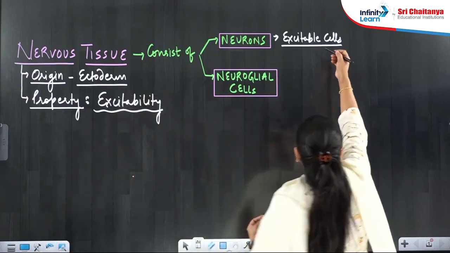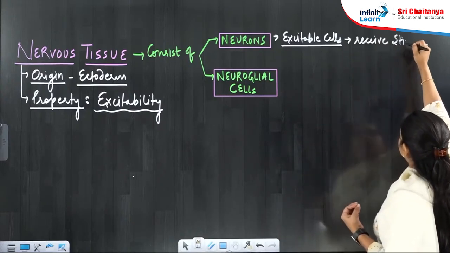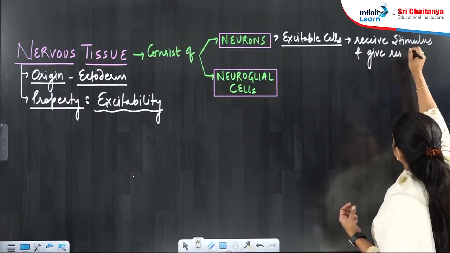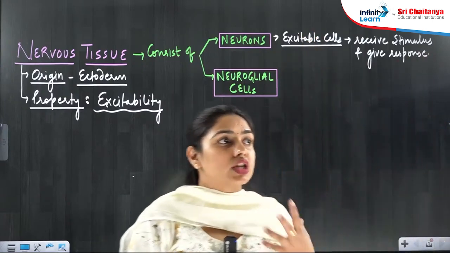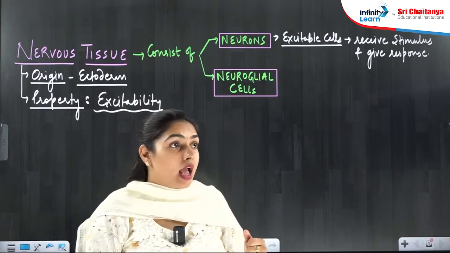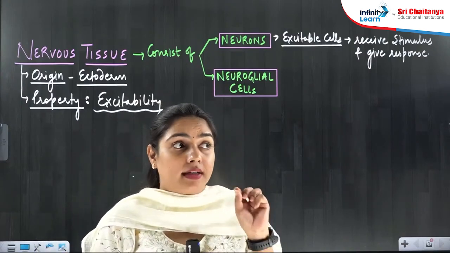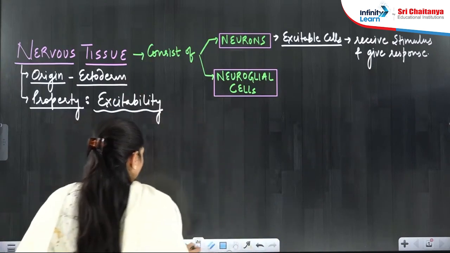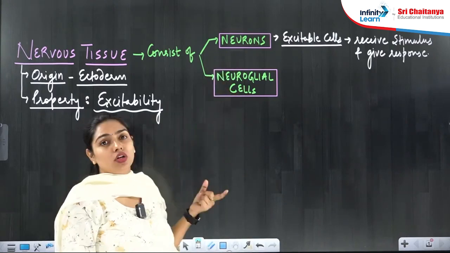Just like that, excitable cells receive stimulus and give response. So the main function is done by the neurons only. But what is the use of neuroglial cells then? And do you know one thing? Neurons are excitable cells, but neuroglial cells are more than neurons. Very important line of NCERT.